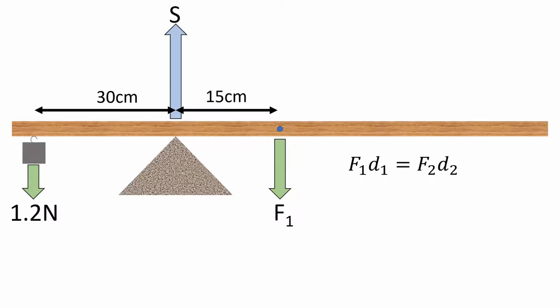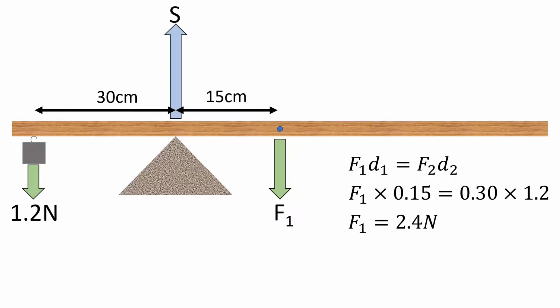The first thing we notice is that the clockwise moment, F1 times D1, is equal to the anti-clockwise moment, F2 times D2. We can substitute in our numbers, so instead of D1 I'm putting 0.15, because 15 centimeters is 0.15 meters. We also have 0.3 times 1.2. We can then rearrange that and work out that F1 is 2.4 newtons.